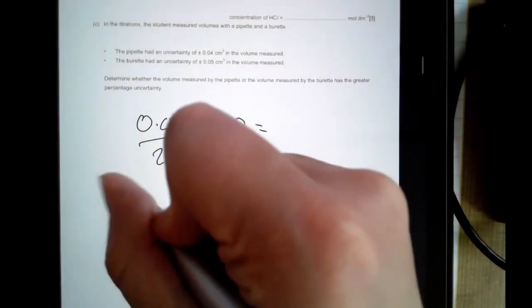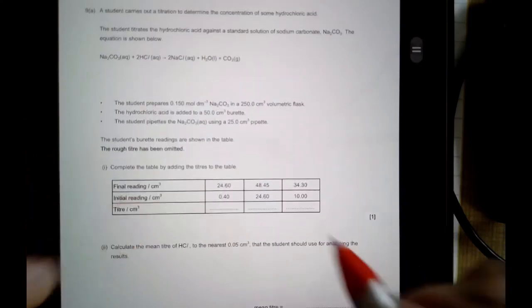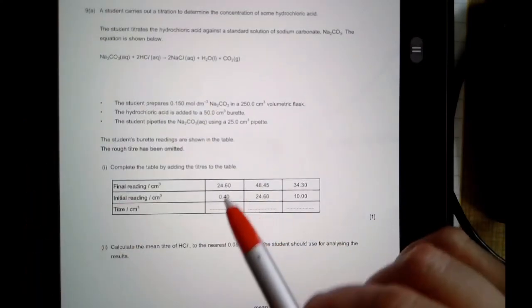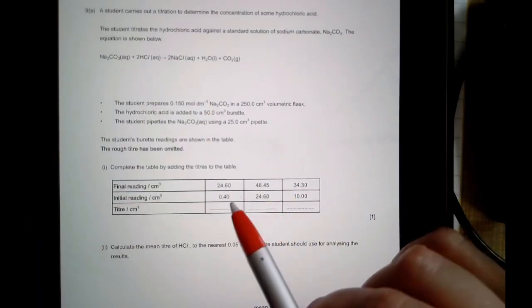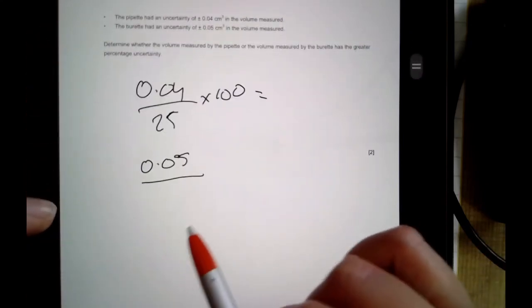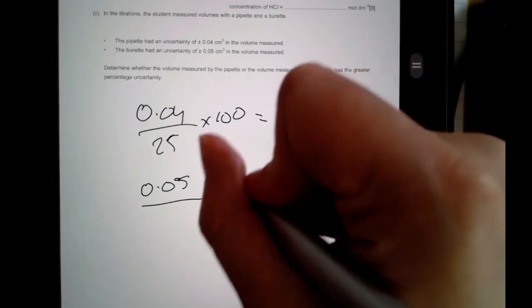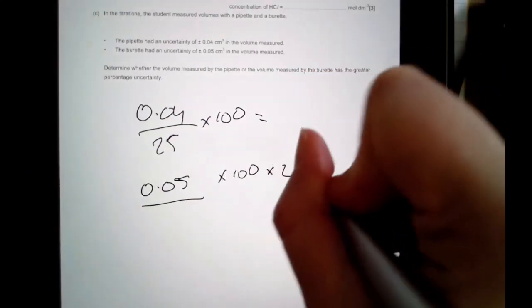And then for the burette, you've got your 0.05 as your uncertainty. You have to scroll back into your question to find out what the measurement was. Here they give you a table, and you can use any of these titers and plug that into your equation here, because they haven't specified which titration you have to use. You multiply it by 100, and then for the burette, you multiply it by 2 because you're taking 2 readings.